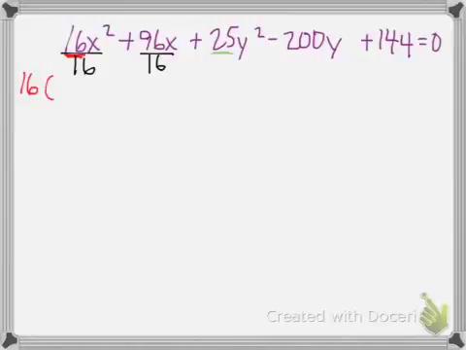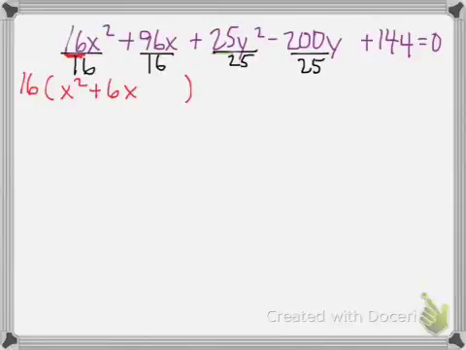So 16x squared divided by 16 is x squared. 96x divided by 16 is 6x. Once I do that, I leave space in my parentheses because I'll need that later. I do the same thing with my y squared. I'm going to divide the y squared by 25, and I'm going to divide the y by 25.